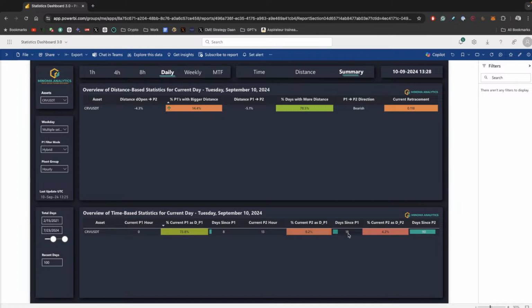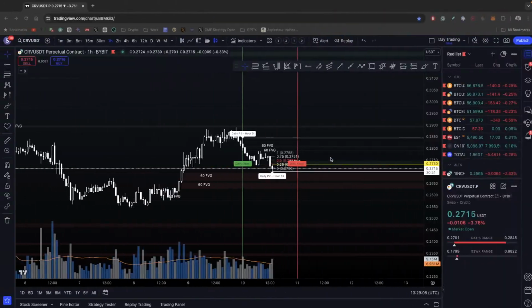And looking at these right here, day since P1, day since P2, 1890. So it's definitely not a strong P2, hour 13. So if the high holds, then the low has to go. This one, yeah, nothing too special, could definitely be. But given everything, I would say downside is good on that one.